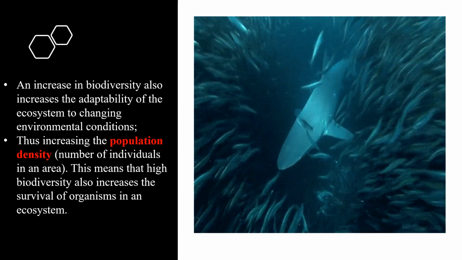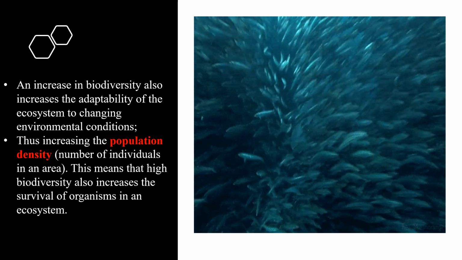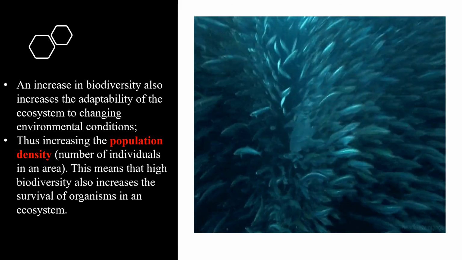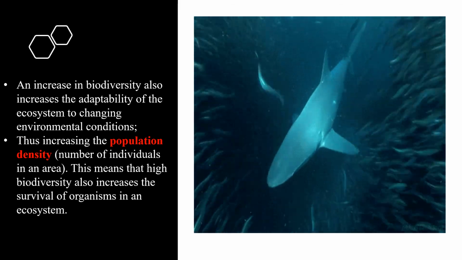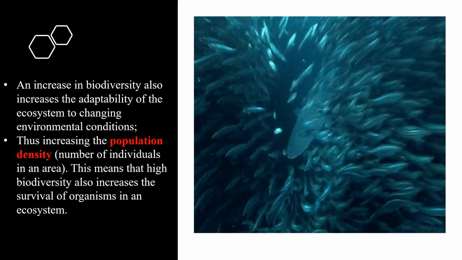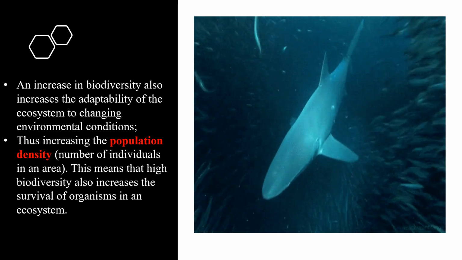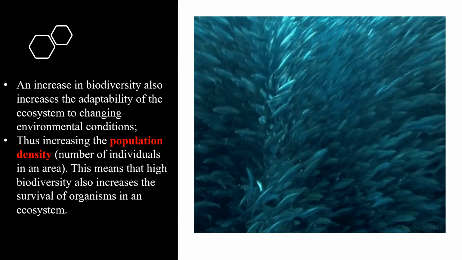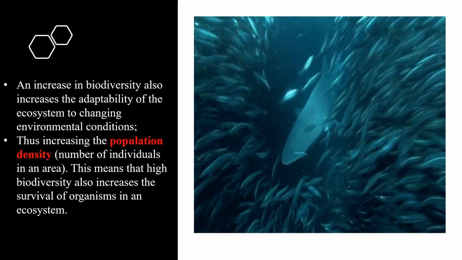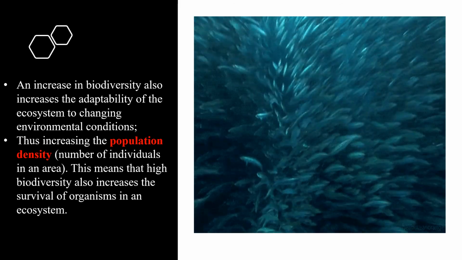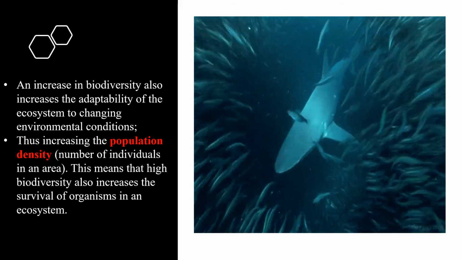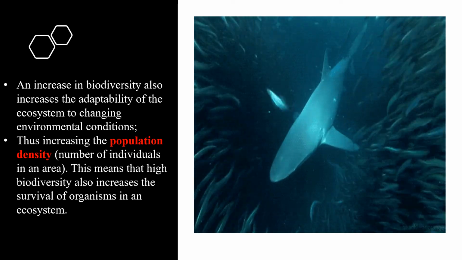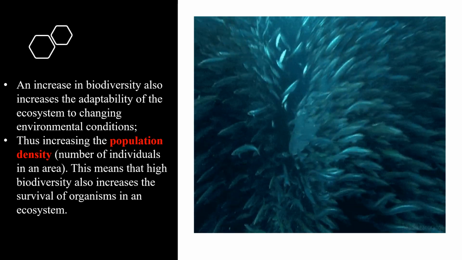An increase in biodiversity also increases the adaptability of the ecosystem to changing environmental conditions. Look at the figure. It's a variety of fish in the ocean, thus increasing the population density or the number of individuals in an area. This means that high biodiversity also increases the survival of organisms in an ecosystem.